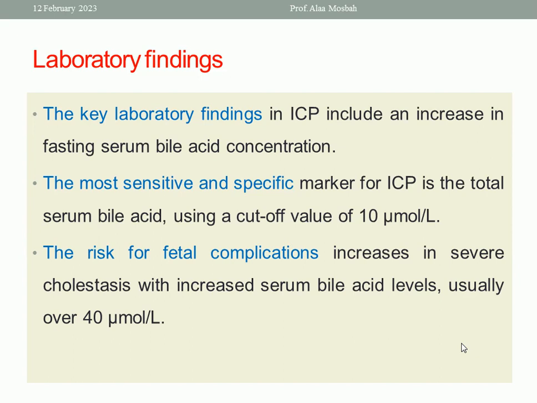And you should know that the risk for fetal complications increases in severe cholestasis with increased serum bile acid level over 40 micromole per liter. Please remember this number because it is important and related to perinatal morbidity and mortality. 40 micromole per liter, indicating severity of the cholestasis.